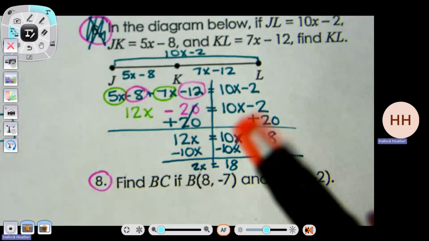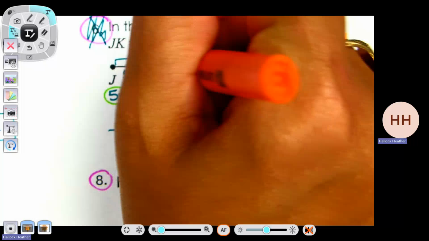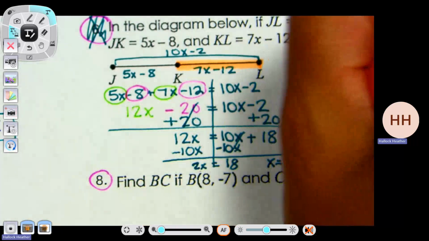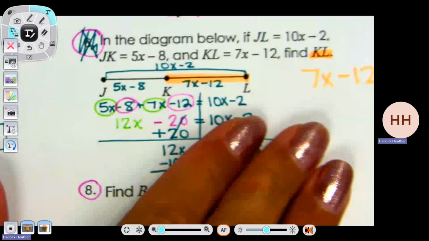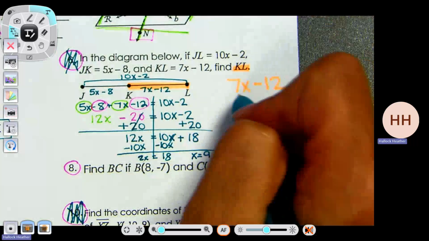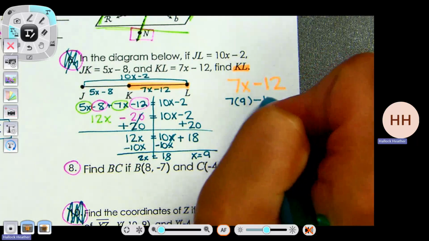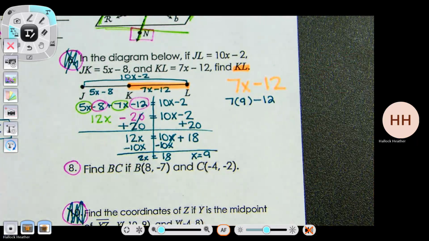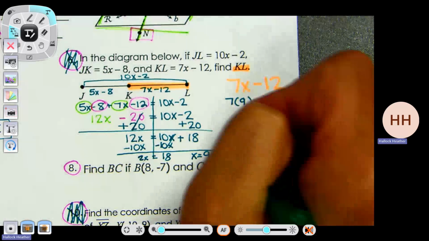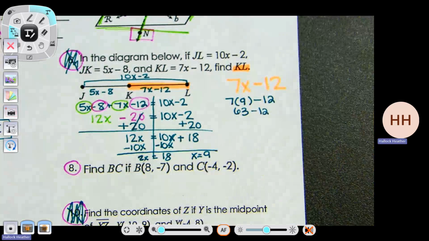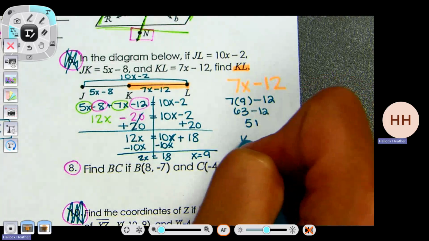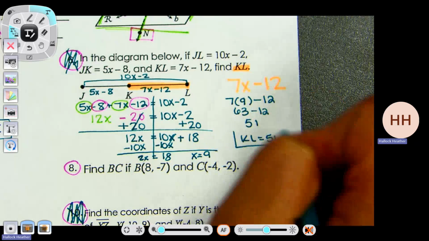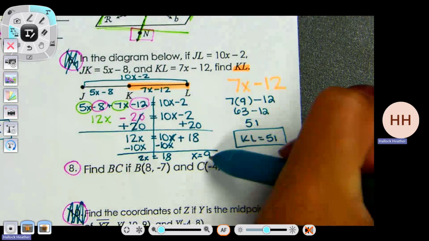It says find KL. So I'm going to plug that back into KL. KL is this amount. So I'm plugging it into 7x minus 12. So I have to substitute my answer back in. So 7 times 9 minus 12. 7 times 9 is 63 minus 12. 51. So KL equals 51, or just 51 is fine too. And if you find X and you forget to plug it back in, obviously you're still getting some credit. Just not all.